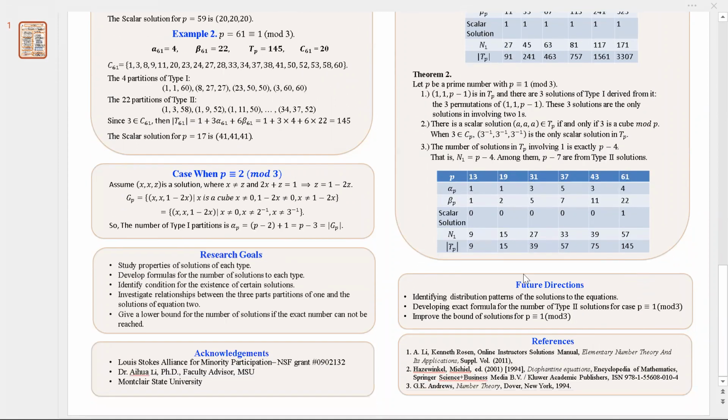For future directions, I want to further expand on the case of P congruent to 1 mod 3 because I was unable to develop an equation for beta P, as well as be more specific in the boundary of solutions for 1 mod 3.